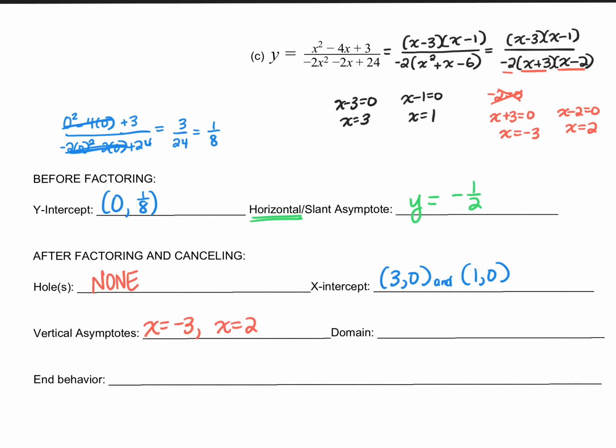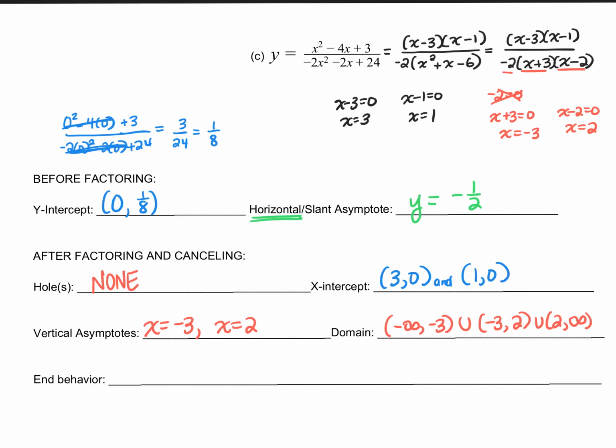Now, when we write the domain, remember the domain is very closely related to any holes or vertical asymptotes in our function because we're looking for those excluded values. So that's going to be no holes in the function, so we go from negative infinity to negative 3, from negative 3 to 2, and then from 2 to infinity, right? And that negative 3 comes from this asymptote, that 2 comes from this asymptote, and because we didn't have any holes, we don't need to worry about that.